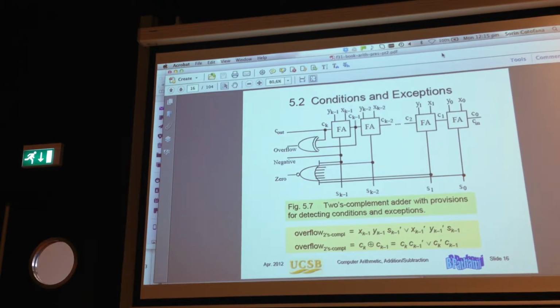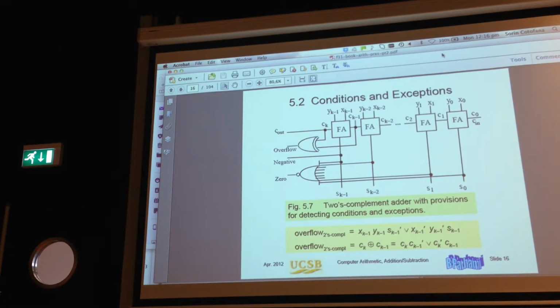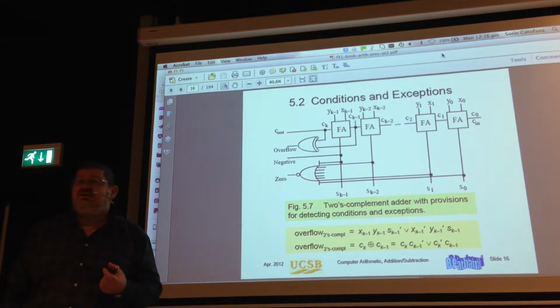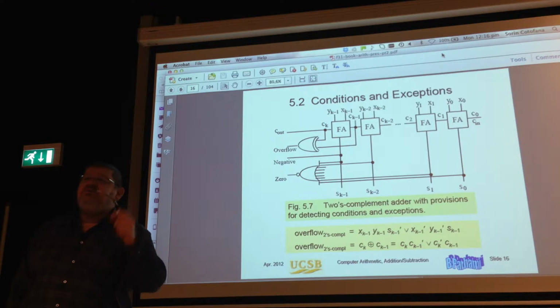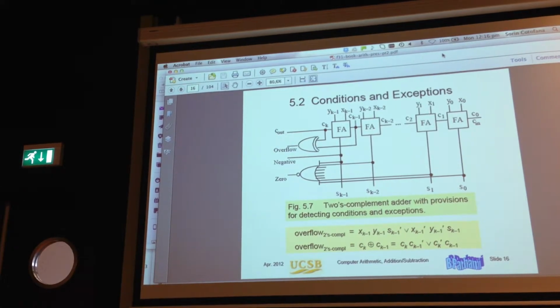Okay, now I have an adder, and there are other things that I would like to know about the adder. First of all, I would like to know whether the result is correct or not. Remember, we do 2's complement, and when I do 2's complement, I have to be sure that my result is correct.